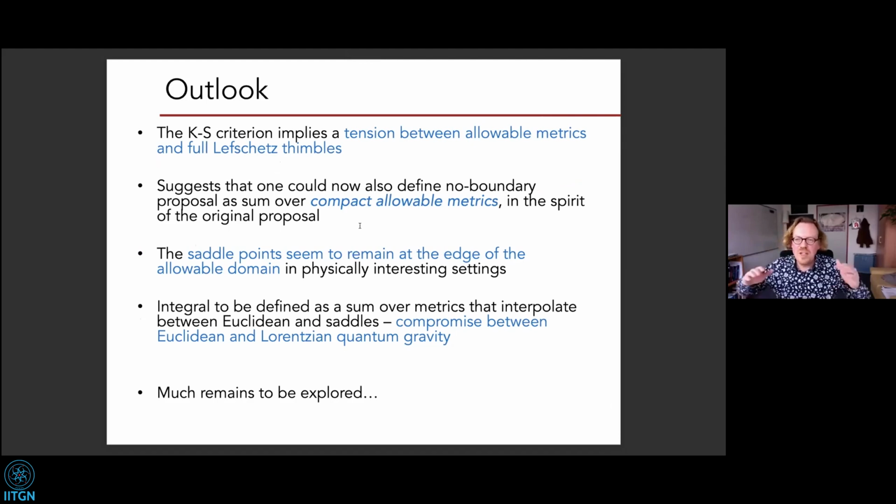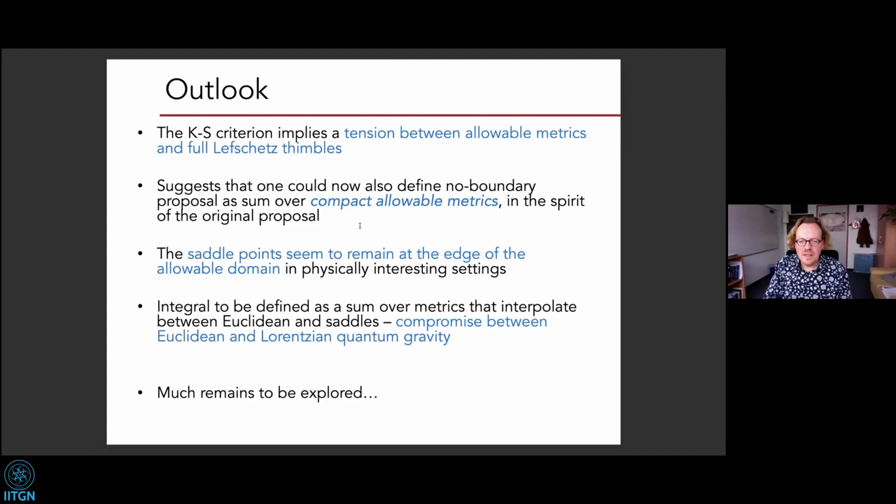And it supports this idea that even though you define the theory by looking at metrics which are fully complex, you can flow to the boundary of this domain, and that's where the physically relevant spacetimes are.